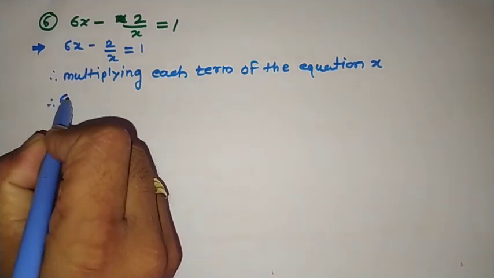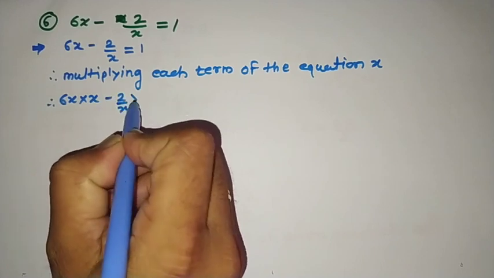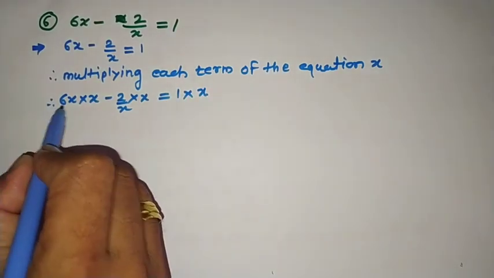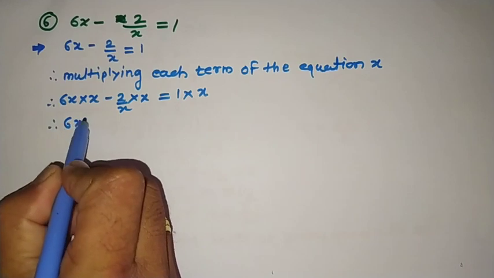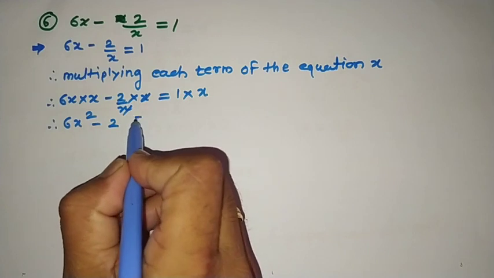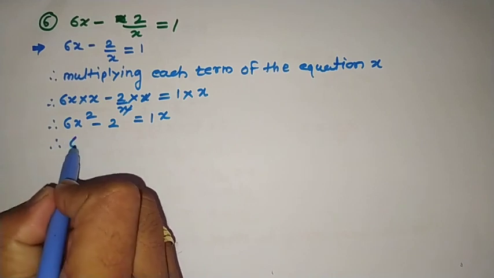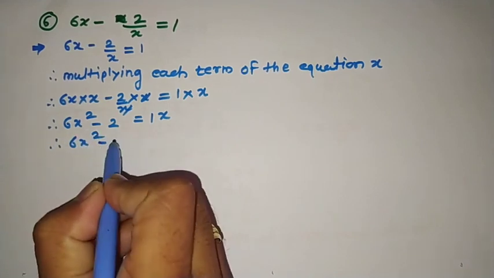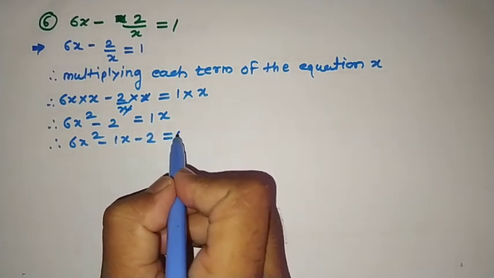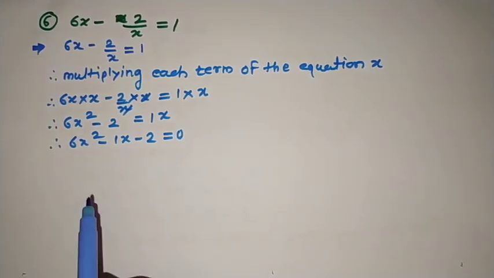Write down 6x into x minus 2 upon x into x is equal to 1 into x. 6x into x is 6x square, x cancelled, minus 2 is equal to 1x. 1x goes to the left side: 6x square minus x minus 2 is equal to 0. This is the standard form of a quadratic equation.